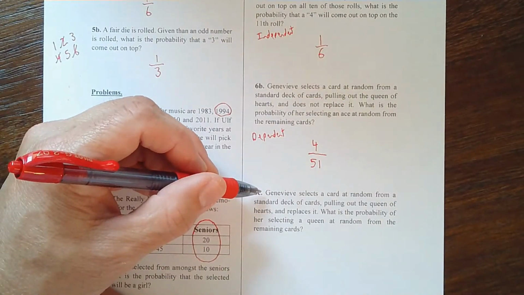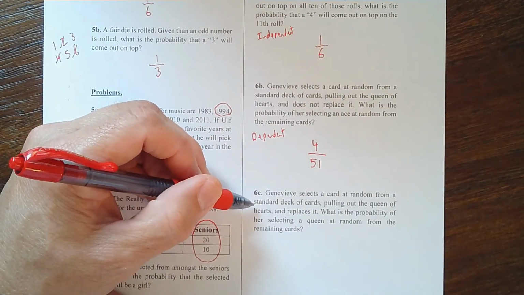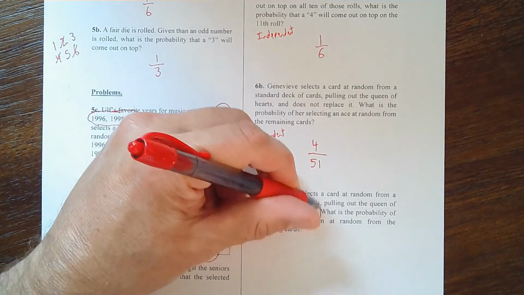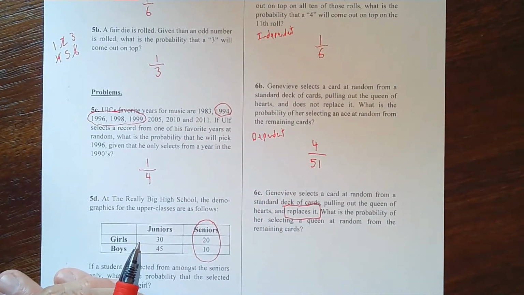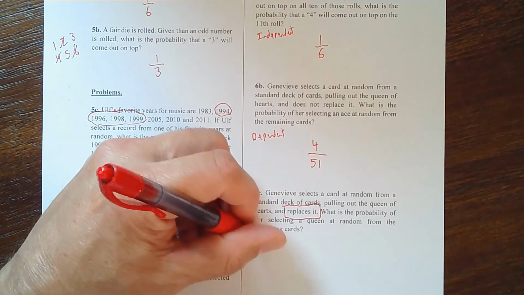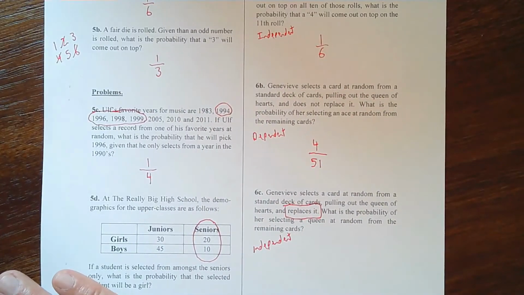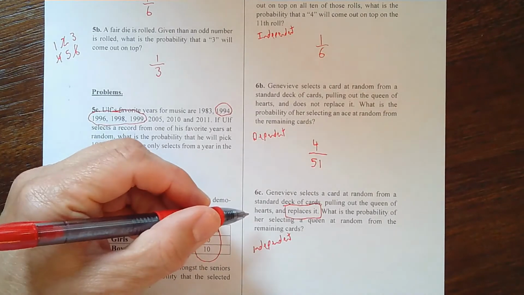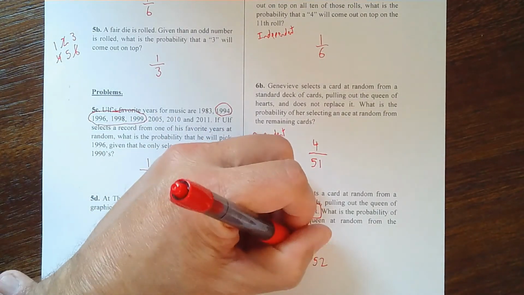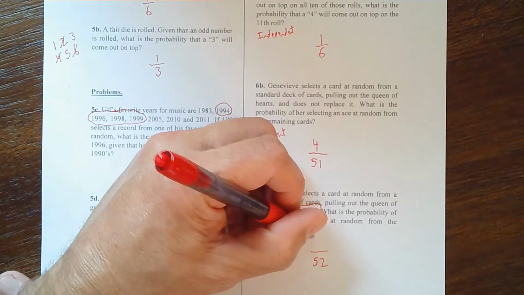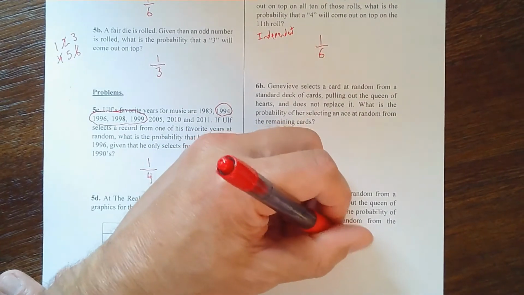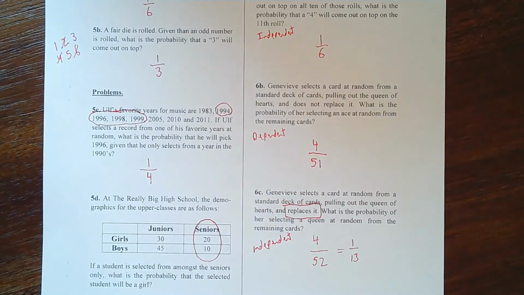Similarly, now, Genevieve again selects a card. Again, she pulls out the Queen of Hearts, but this time she replaces it. What is the probability of her selecting a queen at random from the remaining cards? Well, now they're independent because no matter what she pulls out, she puts it back into the deck. So it has no effect on the selection that we're going to do now in the second place. So selecting a queen at random from the remaining cards, well, there's 52 cards back again total, of which 4 are queens, so 4 out of 52, or 1 out of 13.